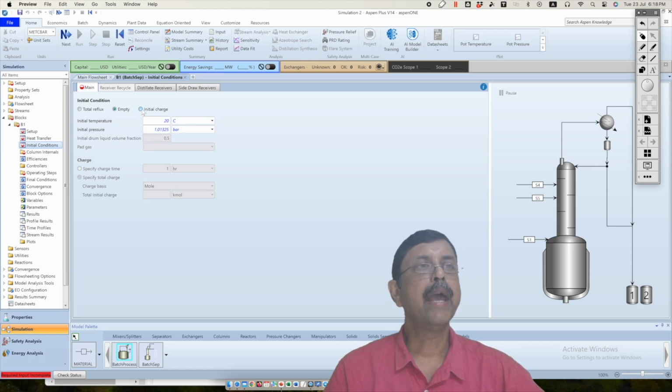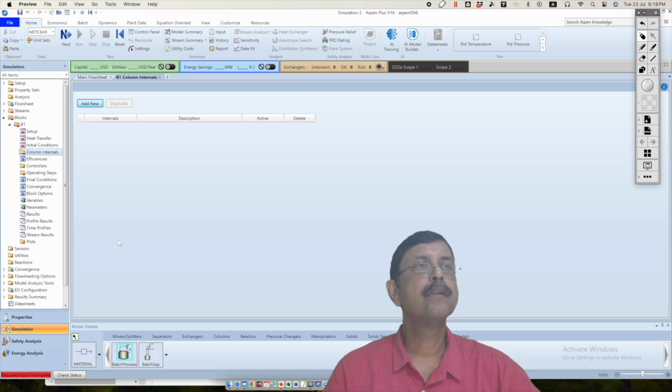Okay. And the last option is initial charge. Here again, if you choose initial charge, then you have to provide the initial temperature and pressure. In addition to that, either the charge time or total charge needs to be specified. So that is how the initial condition needs to be given. And then come the column internals. You already know how the column internals are given in the system.